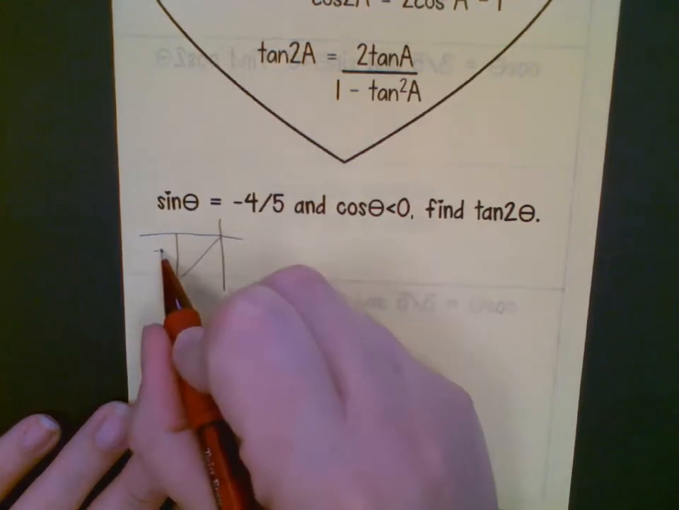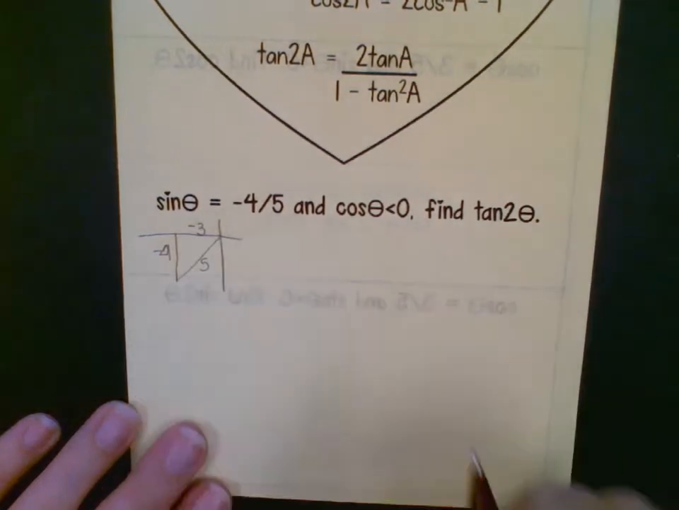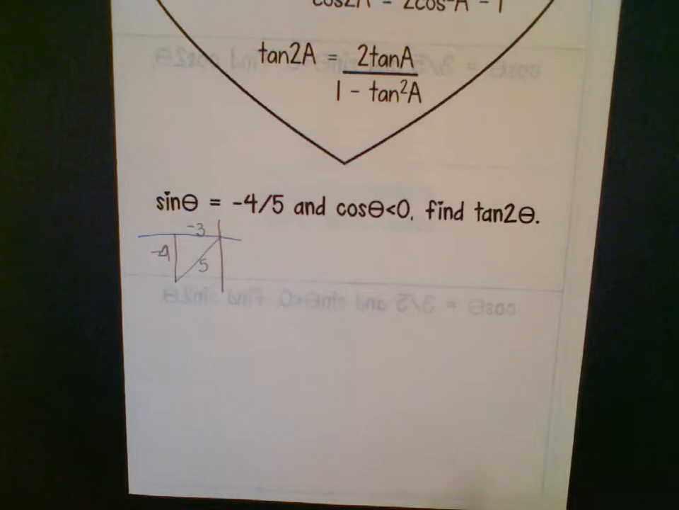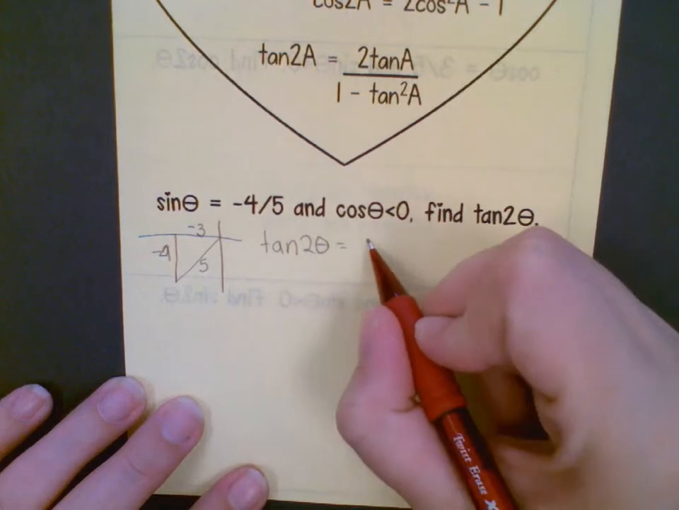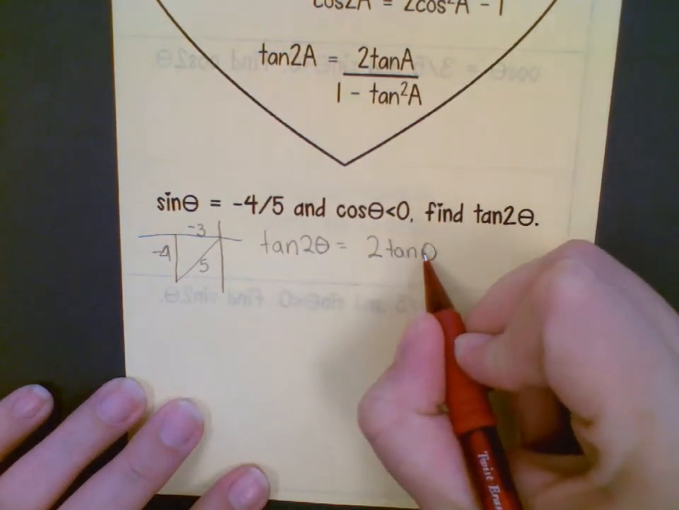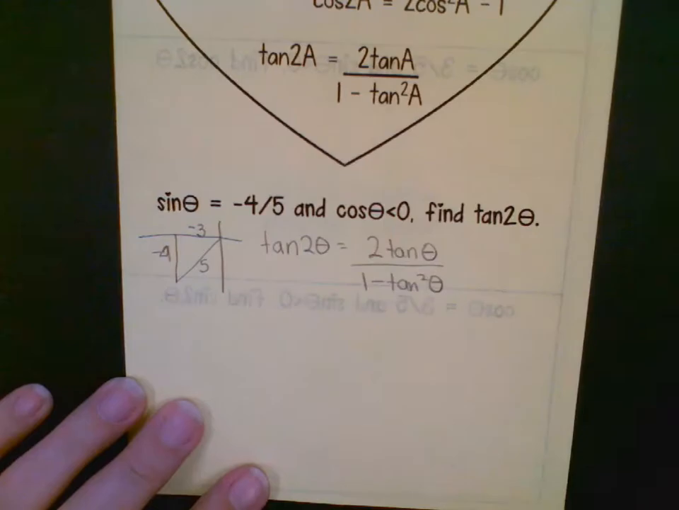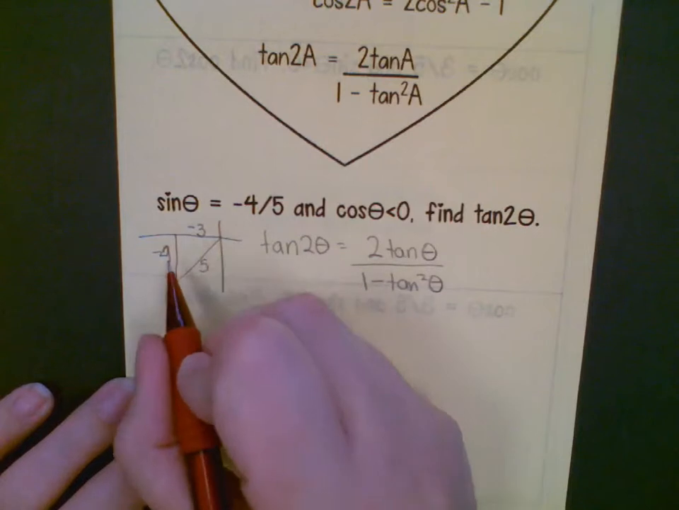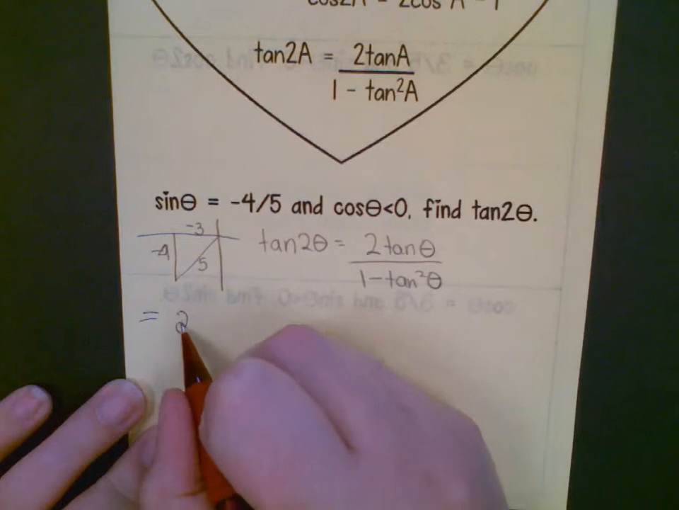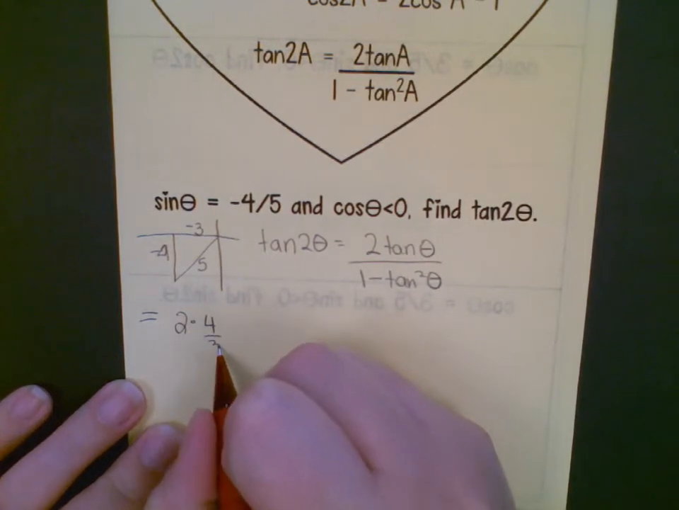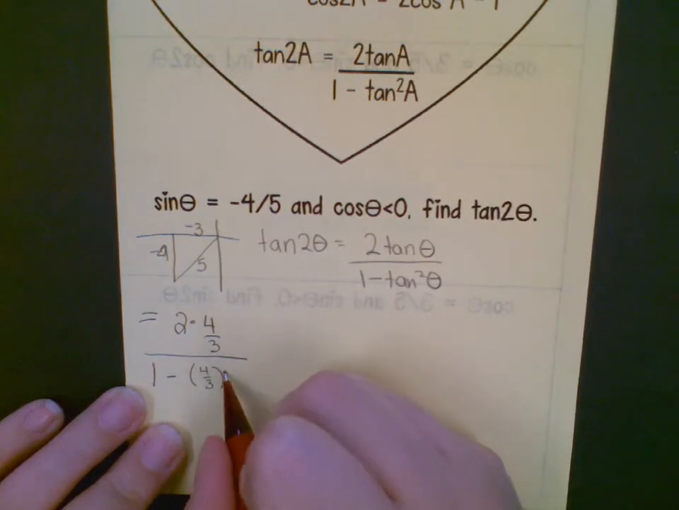Sine is opposite over hypotenuse, and if we do the Pythagorean theorem, we get that adjacent is negative 3. Our formula to find the tangent of 2 theta tells us that we have to do 2 times the tangent of theta divided by 1 minus tangent squared of theta. From our picture, we can see that tangent is 4/3, so we'll plug that in. So this would equal 2 times 4/3 divided by 1 minus 4/3 squared.